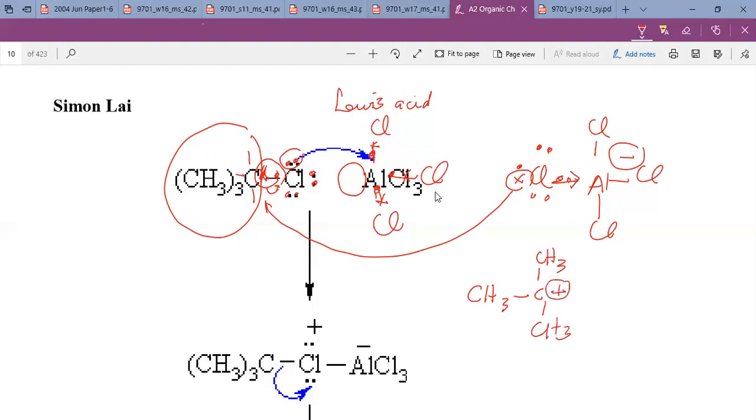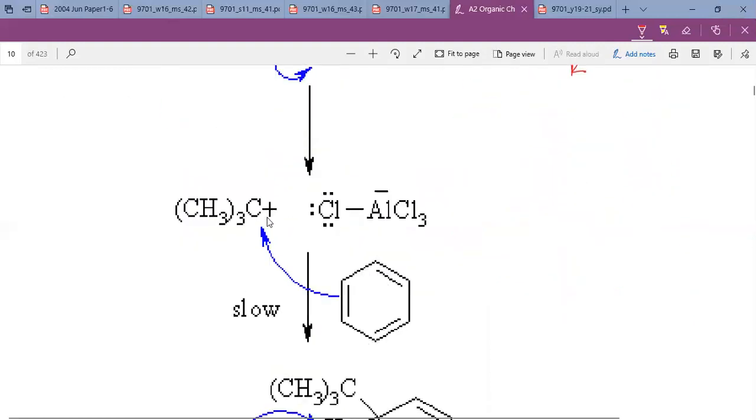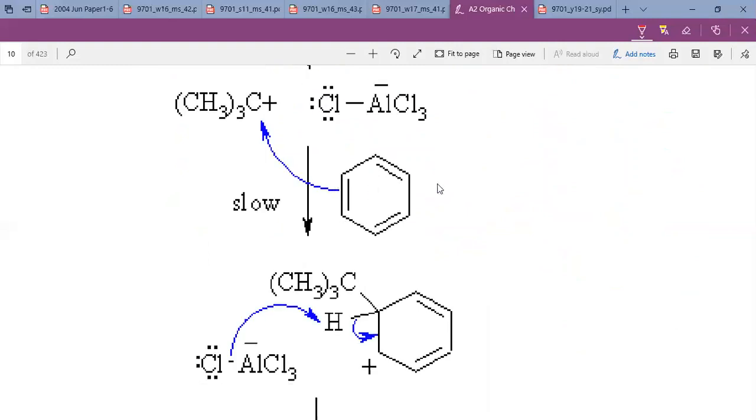The positive carbon now becomes the electrophile that will start the reaction. In your nitration, it will be your NO2 positive. In your chlorination, it's Cl positive. In your bromination, Br positive. In your alkylation, it is R positive. Now this positive sign here will do the same thing. It can be from here as well, like this method.